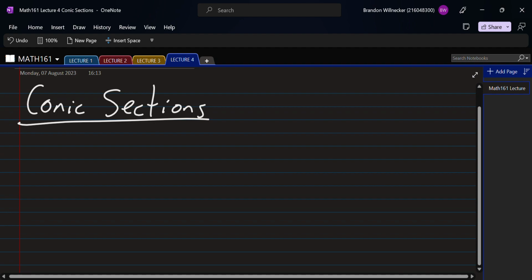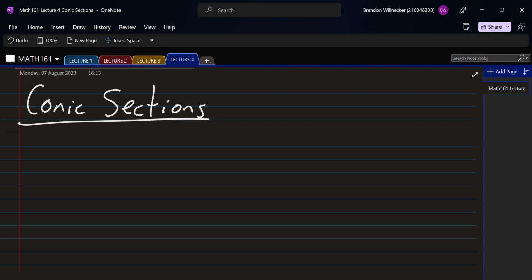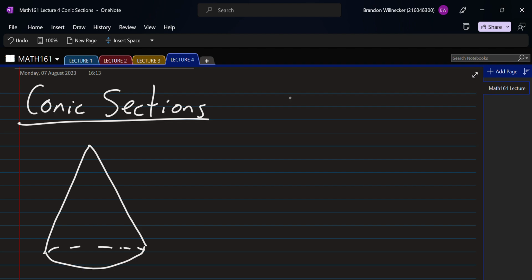I briefly went over this in the previous lecture, but a conic section is found by taking a cone, something like this, and cutting it at various angles. If we make a horizontal cut like this, then the cross section will be a circle. So imagine taking a cone, cutting it horizontally and looking down, we get a circle.